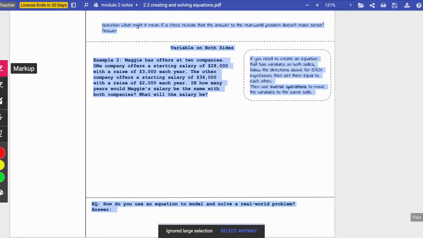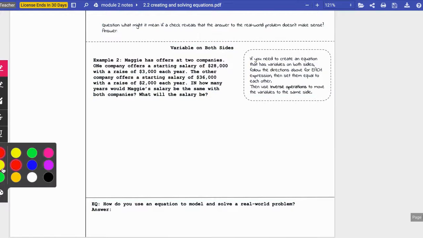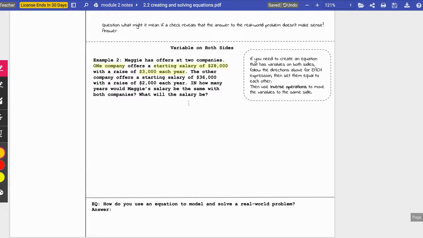So again, I'm going to go back, not highlight everything, but highlight the important information. So this time we're talking about 2 different companies. So what I want to do is just identify those 2 different companies. So company 1 has a starting salary of $28,000 with a raise of $3,000 each year, which means each year they're getting another $3,000. And then company 2 has a starting salary of $36,000 with a raise of $2,000 each year.